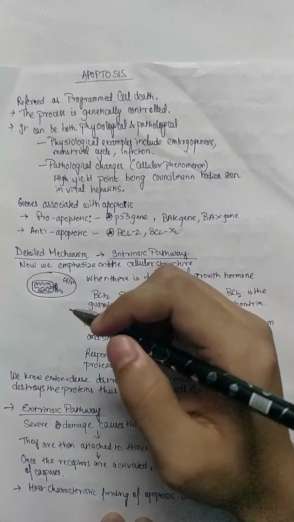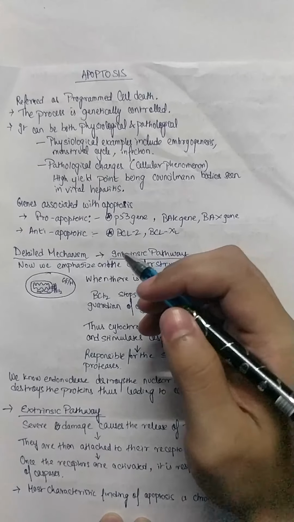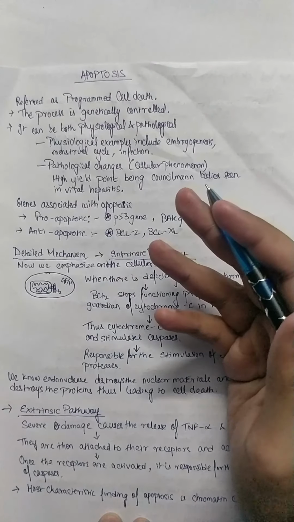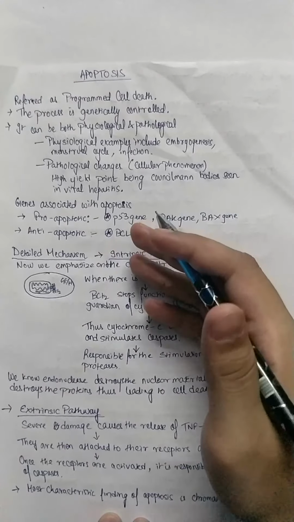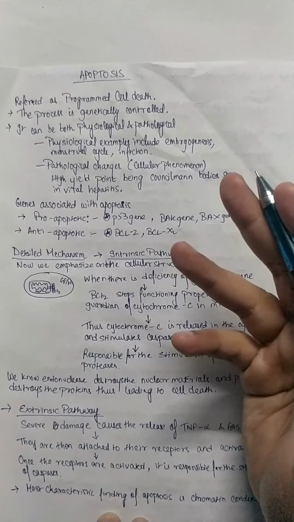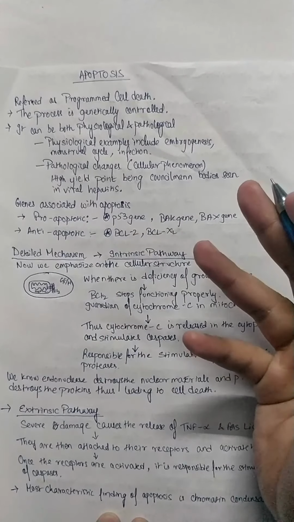Okay, so now we start with the topic of apoptosis. Apoptosis is referred to as programmed cell death. Now this process is genetically controlled, or controlled by the genes. So it can be both physiological and pathological.